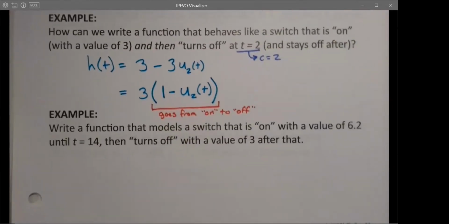So here's another challenge. I want a function that models a switch that's on with a value of 6.2 until t equals 14, when it turns off to a value of 3 after that. So I'm going to let you ponder this for a second. See if you can jot some ideas and see if we can come up with it. And then we're going to hop into Maple and see how to do this in Maple, how to communicate Heaviside functions with Maple.